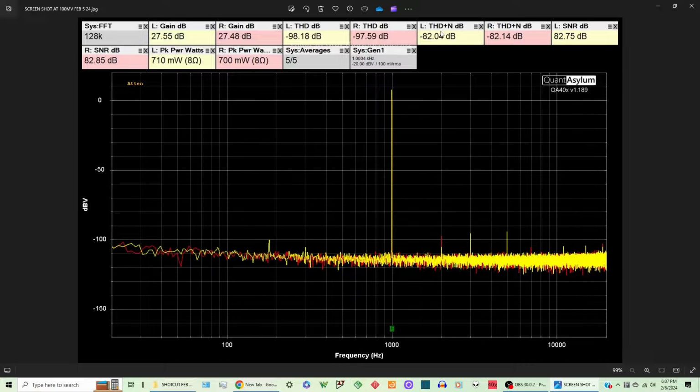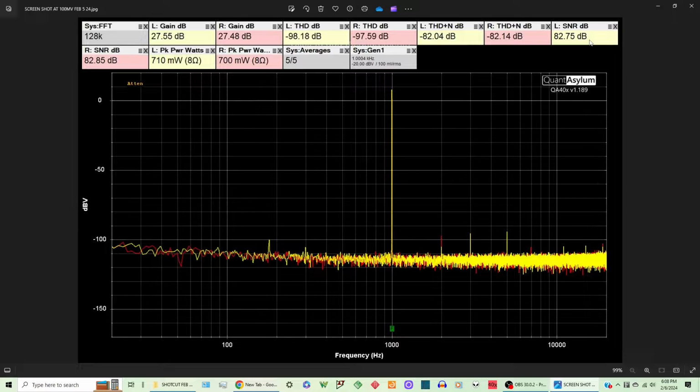Okay, now let's take a look at the total harmonic distortion plus noise, left channel, right channel. As to be expected, it's not as good as the THD without the noise. Minus 82 on the left channel, minus 82 on the right channel. All in all, it's still pretty good. It's not bad. Remember, this cost $30.